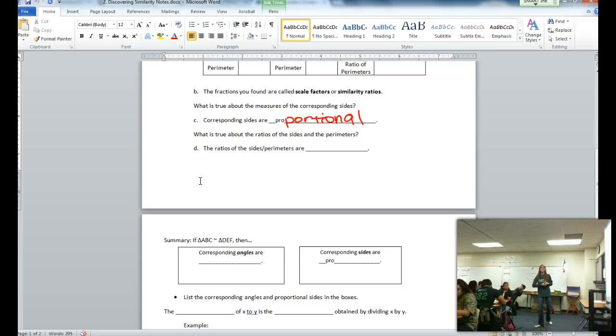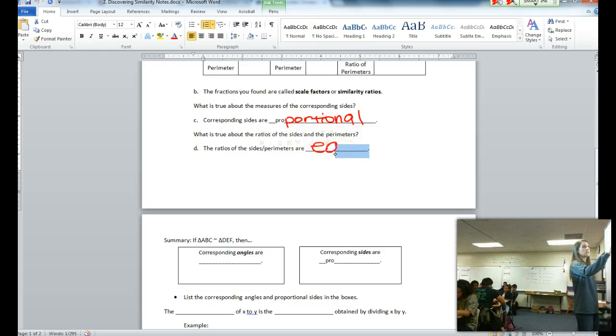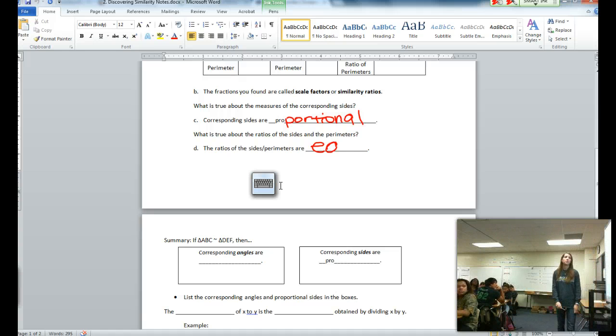Julius, put your head up. The ratio of the sides and perimeters are 2/3, 2/3, 2/3, 2/3. What is that? 2/3. Okay, what is 2/3 compared to 2/3? What word? Equal. Yeah. So the ratios are equal. The sides are proportional, and the ratios of the sides are equal. All right. So go ahead and flip over to the back.